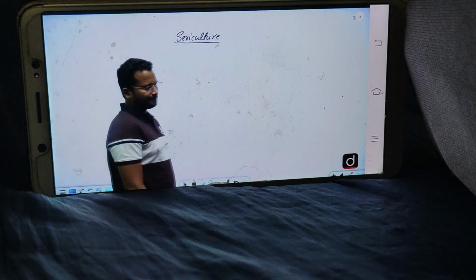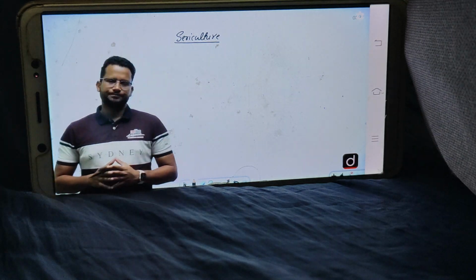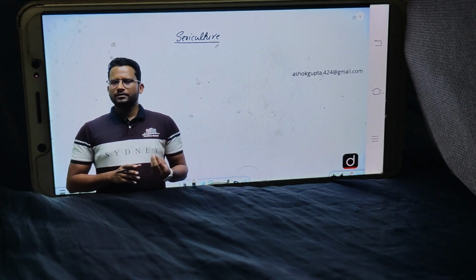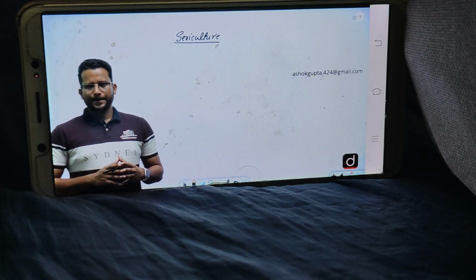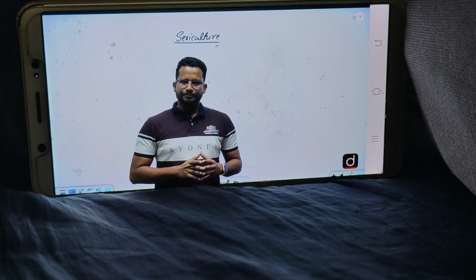So the question is, what is sericulture? What is the meaning of sericulture? In simple terms, you can say sericulture means production of silk.